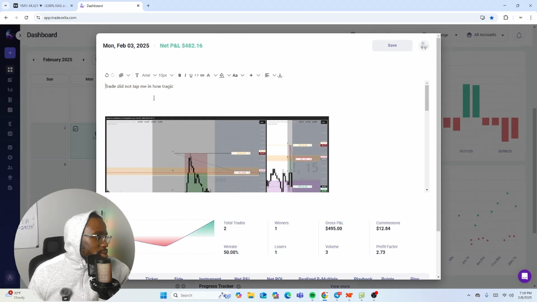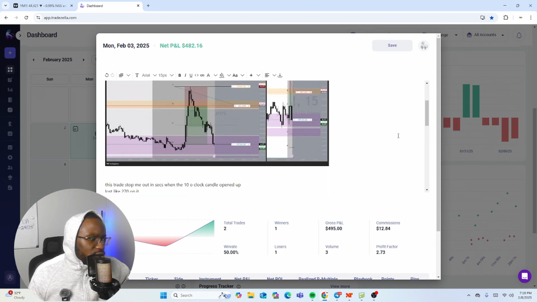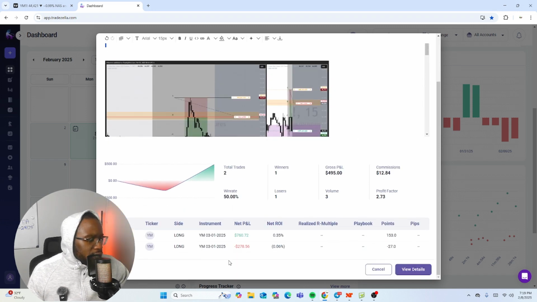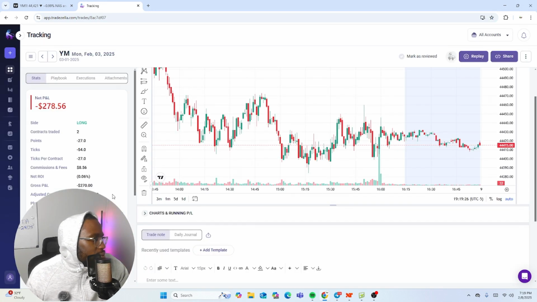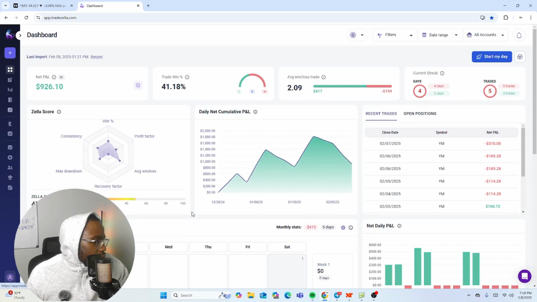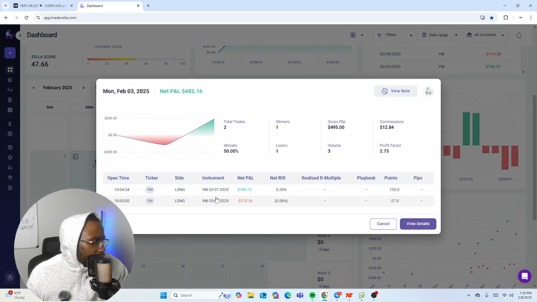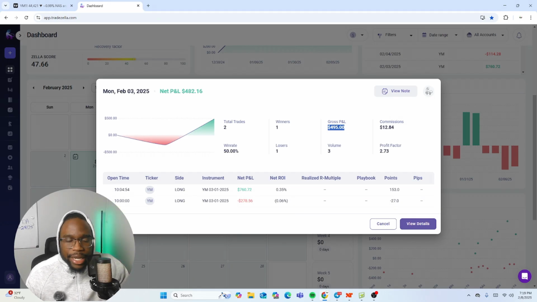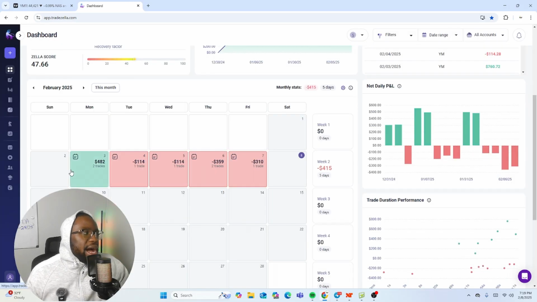Let's see what the P&L was on both of them. Let's see how much I lost on the first one and made on the second one. First one I lost $278. Second trade I won $760, resulting in a net positive of $495. You know, calm day. So yeah, I wasn't wrong.